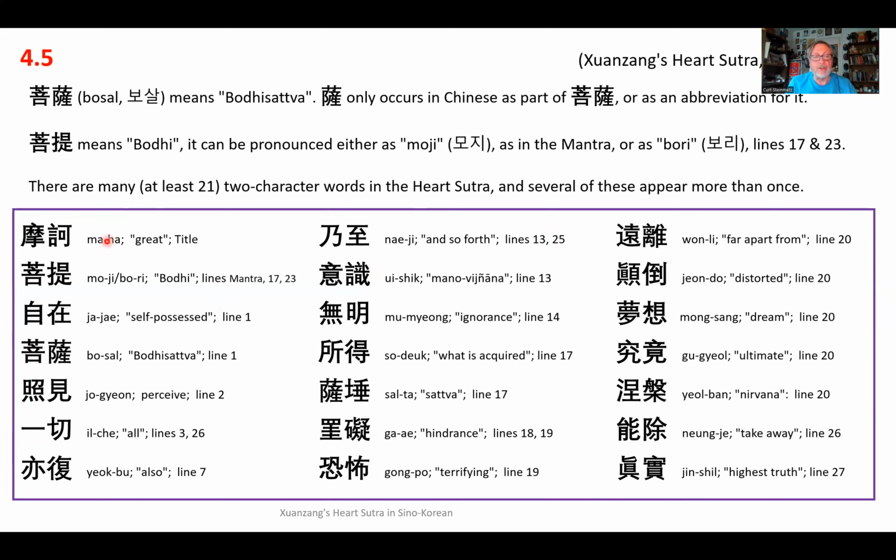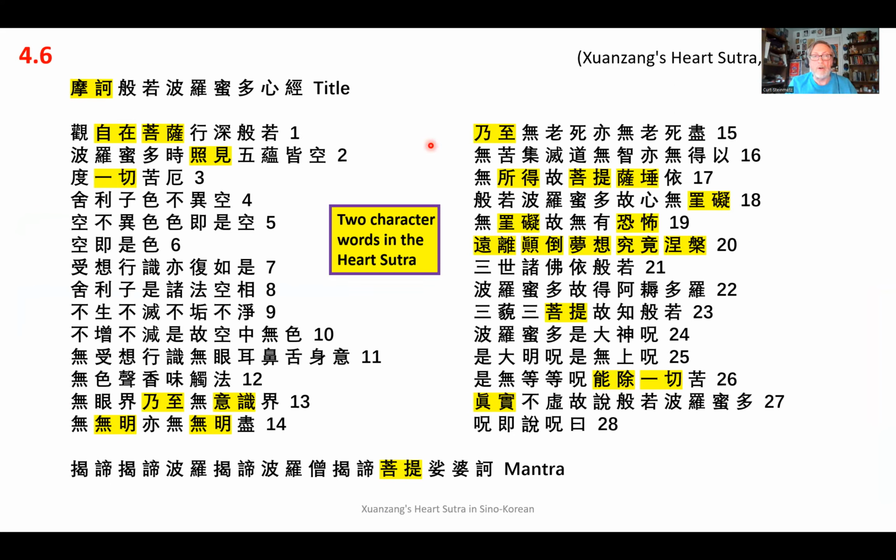This has all of these 2-character combinations, their pronunciation in Sino-Korean, their meaning, and then where you'll find them, either in the title or in the mantra, or what line number they are. And the first occurrence will always be listed first in this list. And I will probably expand this list as we go through. I might find more examples of this.